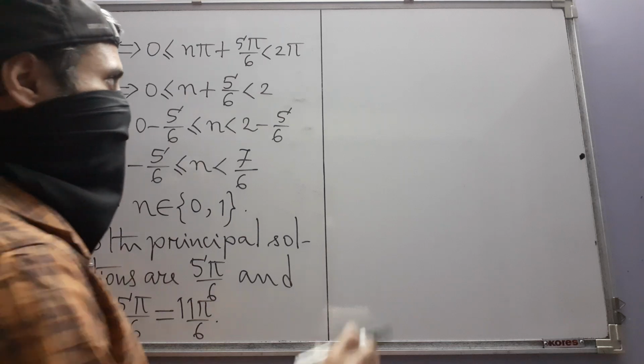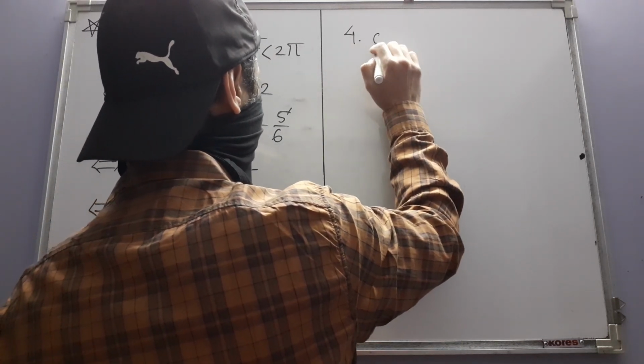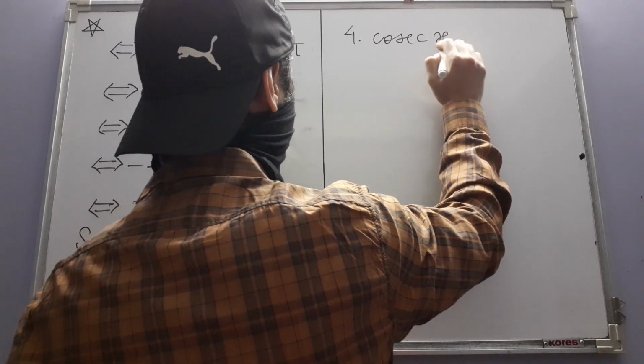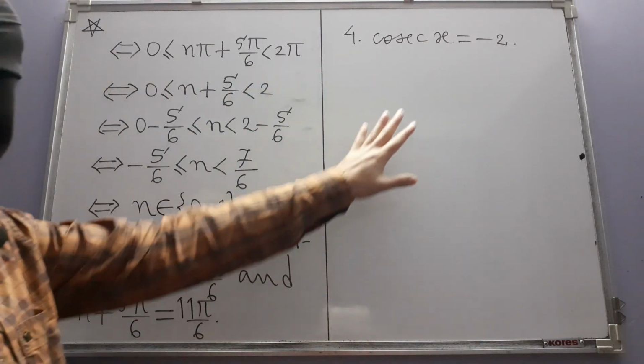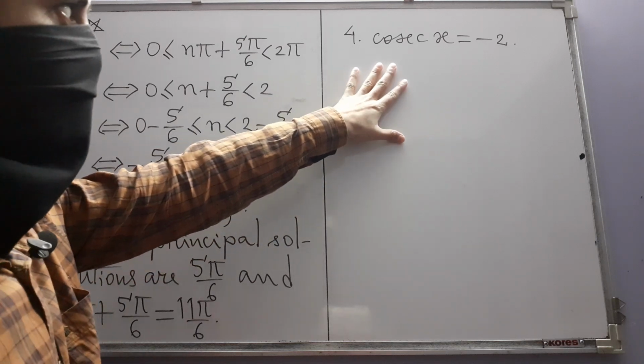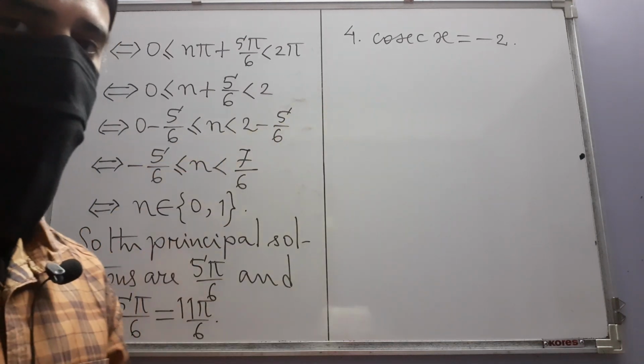Here also there is a negative value, so angle won't be standard. Cosecant x equal to minus 2. Let me just digress a little bit here. Let me say a little bit about this notation.